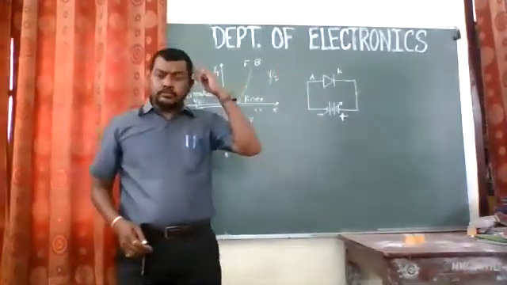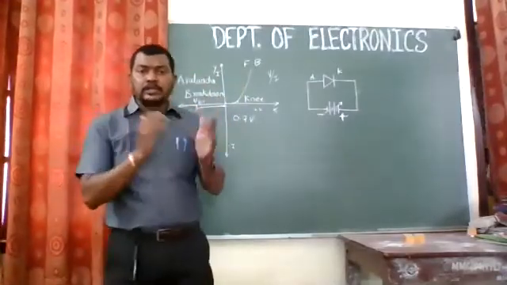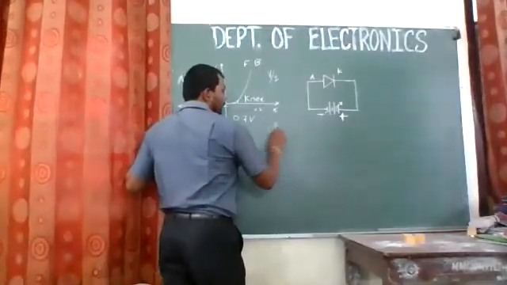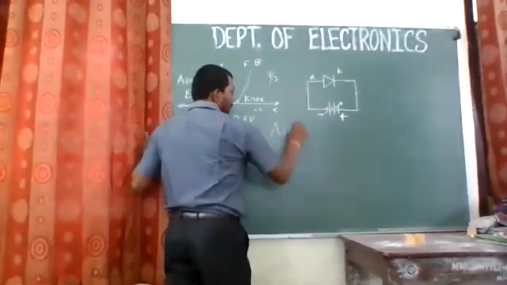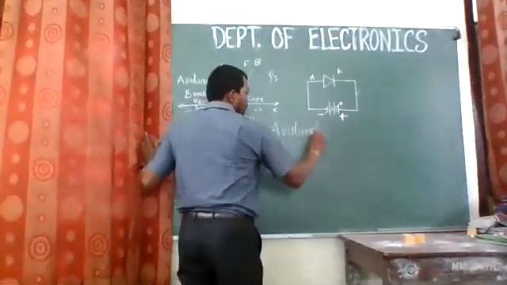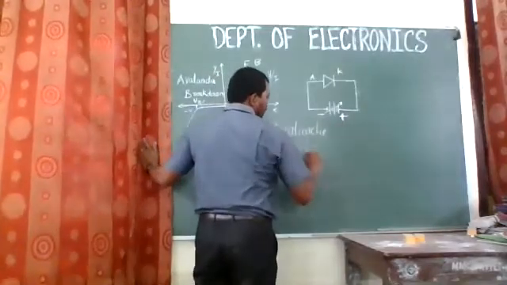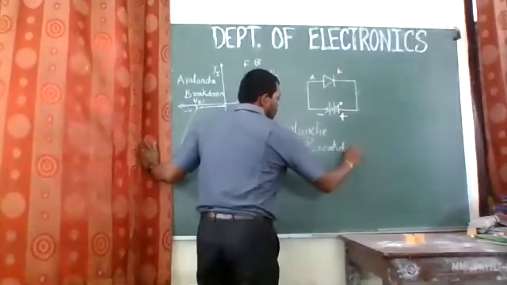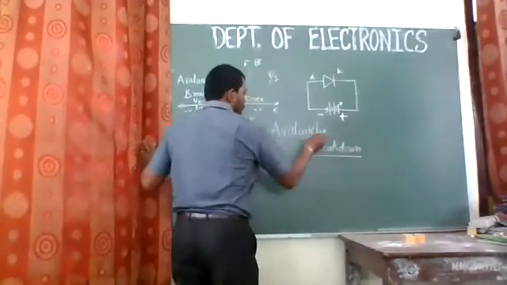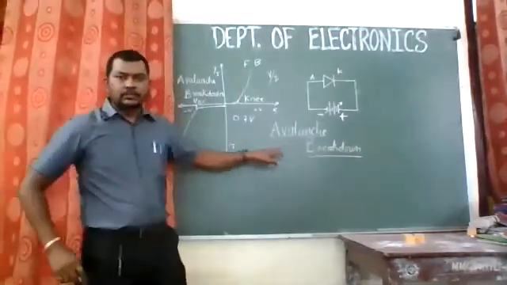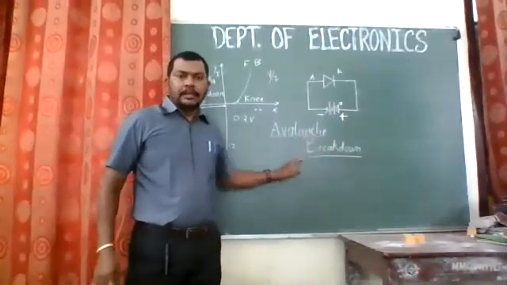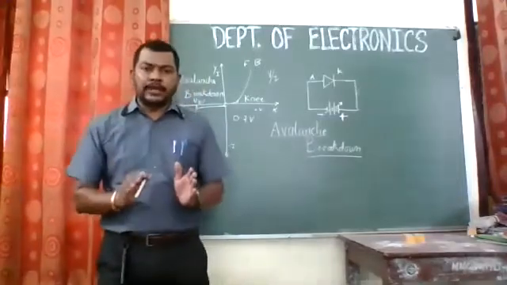Okay, so what happens during that situation? That situation is particularly called the avalanche breakdown. AVALANCHE, avalanche breakdown. I guess it is readable on the board which I am writing over there. So it is called the avalanche breakdown. Right, now what is avalanche breakdown?